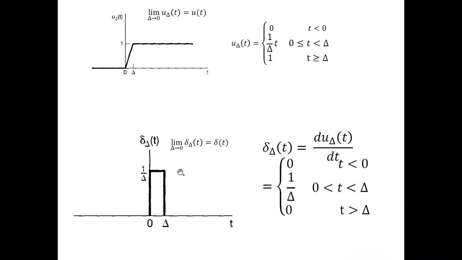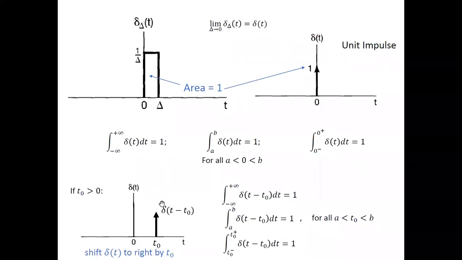And what would this signal look like if delta approaches zero? Intuitively, as delta approaches zero, the signal will become narrower and narrower and higher and higher because 1/delta will increase as we decrease delta. But as the shape of delta delta of t changes, one thing that does not change is the area covered by this rectangle. Because it is 1/delta times delta, the area of this region is always one. As delta approaches zero, it becomes infinitely narrower, infinitely higher, but the area of this arrow is still one.